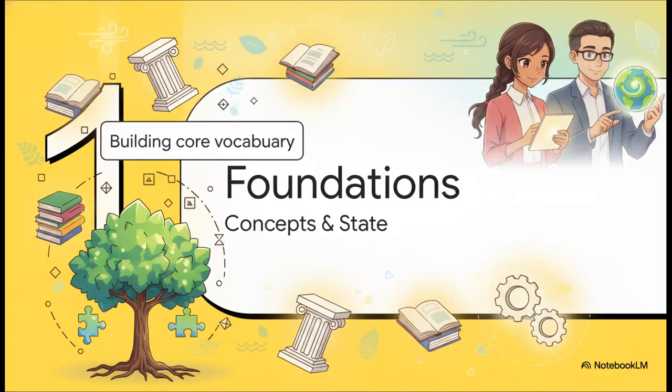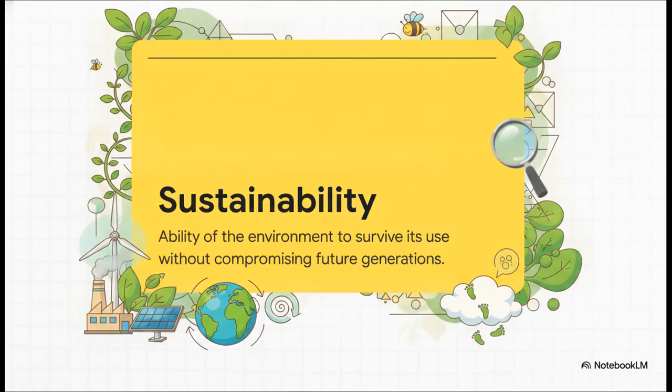Starting off with Section 1, Foundations, we're looking at core concepts and the current state of our environment. The absolute crucial starting point is understanding environmental sustainability itself. You literally must be able to write down this exact definition to get your full marks. It's the ability of the environment to survive its use for economic activity. Essentially, meeting the needs of the present generation without compromising the ability of future generations to meet theirs. Keep this core principle locked in, along with related concepts like your carbon footprint, biodiversity, and the green economy, because they all spring directly from this one foundational idea.